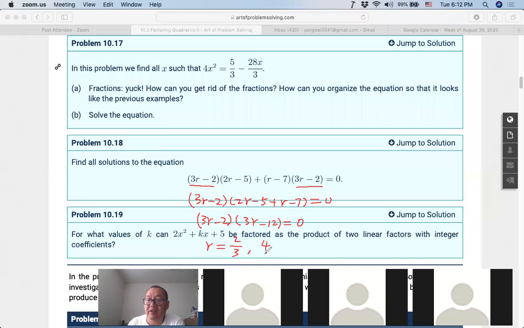I thought it was 3 over 2. Yeah, I also got 3 over 2. You got a 3 over 2? How did you get a 3 over 2?